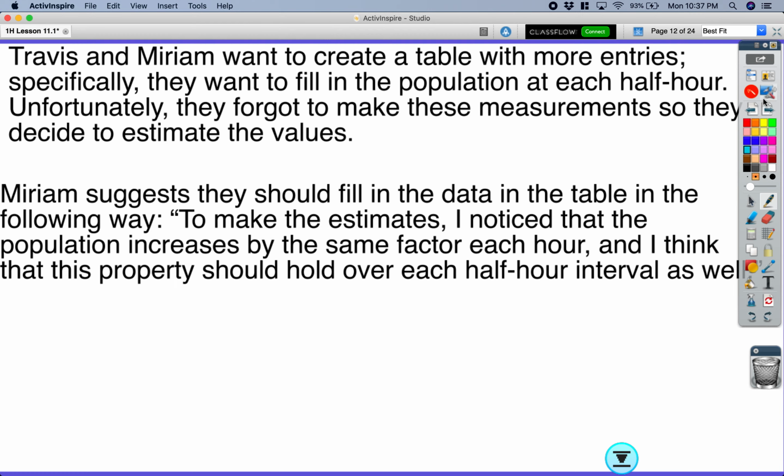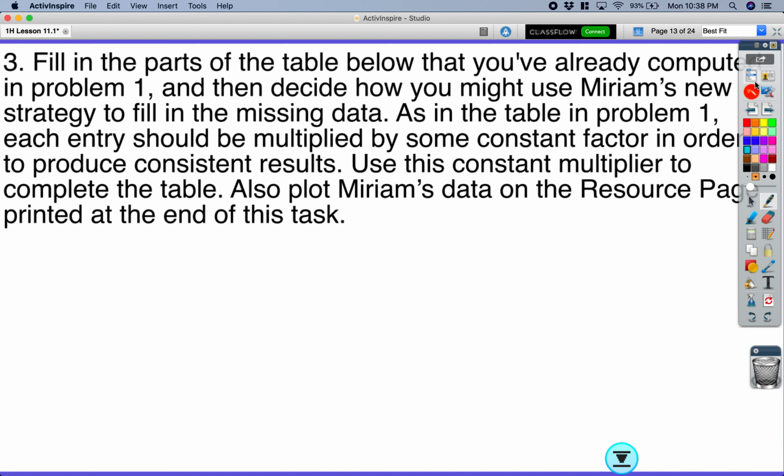But let's say this here. It says Travis and Miriam want to create a table with more entries. Specifically, they want to fill in the population of each half hour. Unfortunately, they forgot to make these measurements, so they decided to estimate the values. Miriam suggests they could fill in the data in the table the following way. To make the estimate, I noticed that the population increases by the same factor each hour, and I think this property could hold over each half-hour interval as well. Okay, so she's not saying they're going to double every half hour.